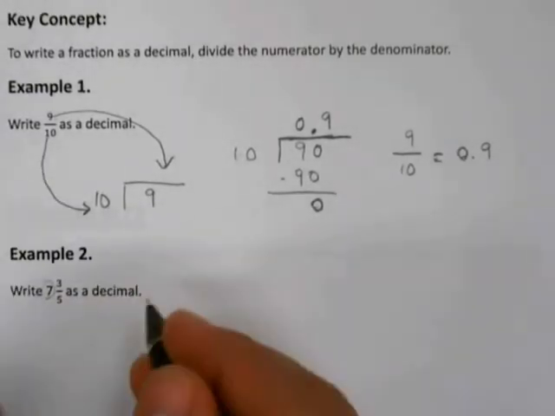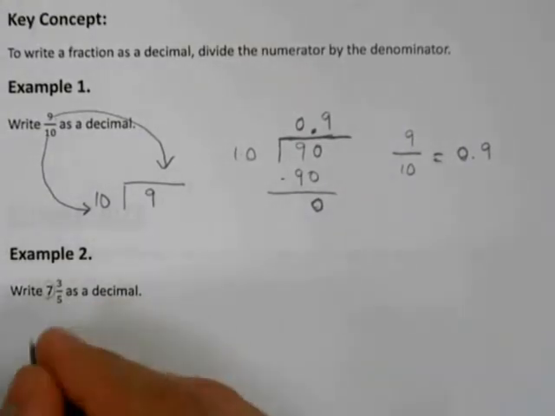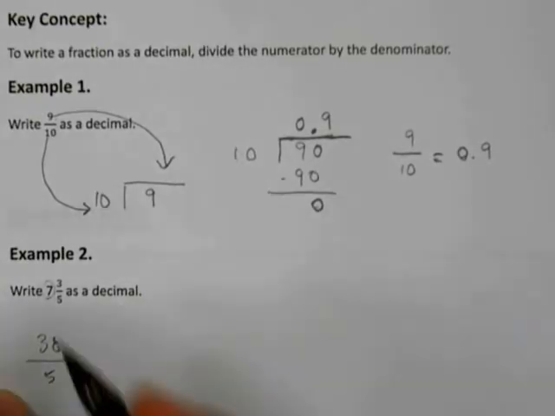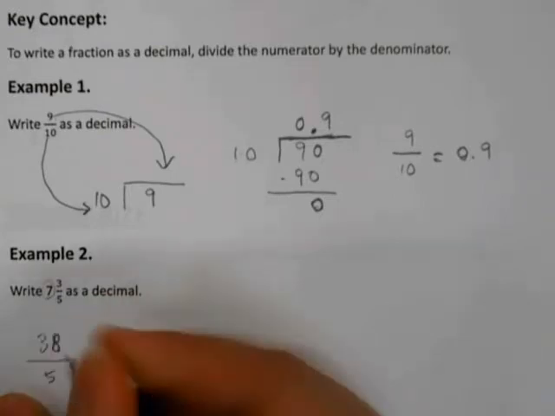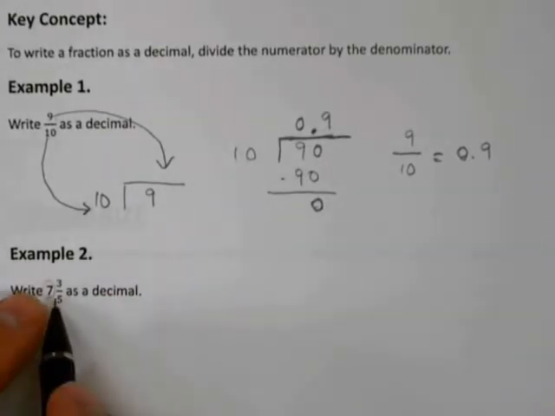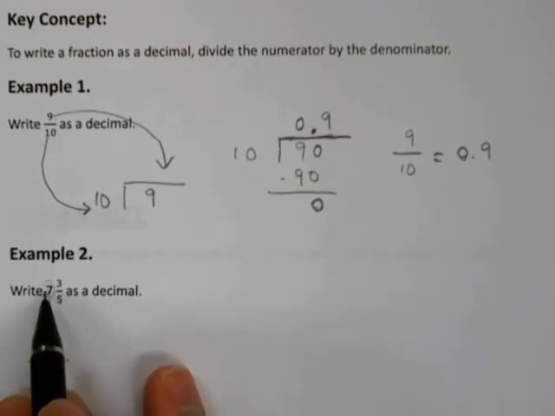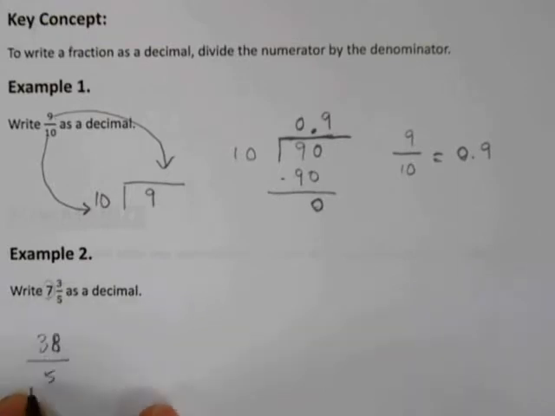Okay, so this is 7 3/5. That's a mixed number fraction. An improper fraction would be like 38 over 5, where we have a larger number over a smaller number. You can change a mixed number fraction to an improper fraction by doing the denominator times the whole number, which is 35. 5 times 7 is 35, plus the numerator, which is 3, gives 38, and putting that over the denominator.